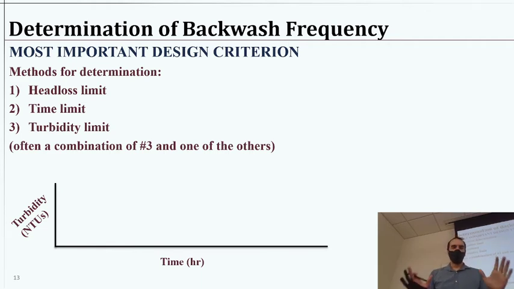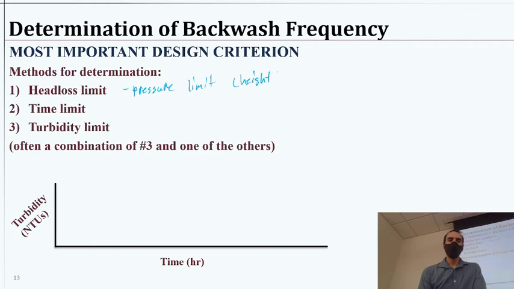Okay, so in order to decide when to backwash a filter, there are really three things we could use, usually in combination. The first would be a head loss limit. If we get over some pressure, that would mean the pressure is getting too high and we have to backwash, because our media is not going to be able to handle any more pressure safely, and we're worried we could have a contamination event. So this would simply be a pressure limit. And you could observe that by the height of the water if you're using a rapid sand filter, like the ones we just saw.